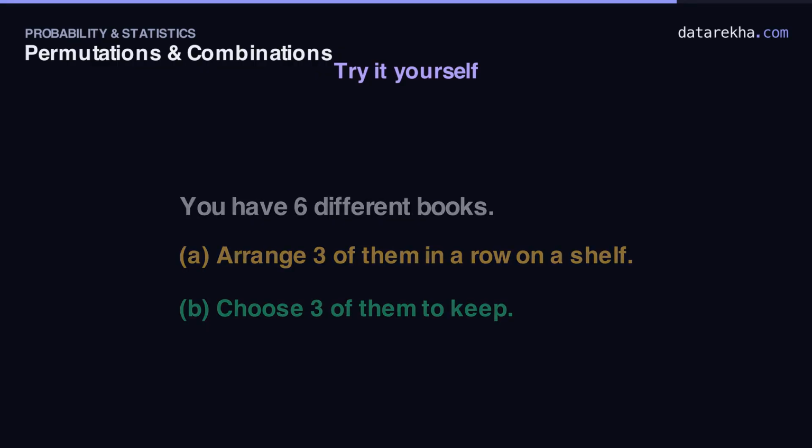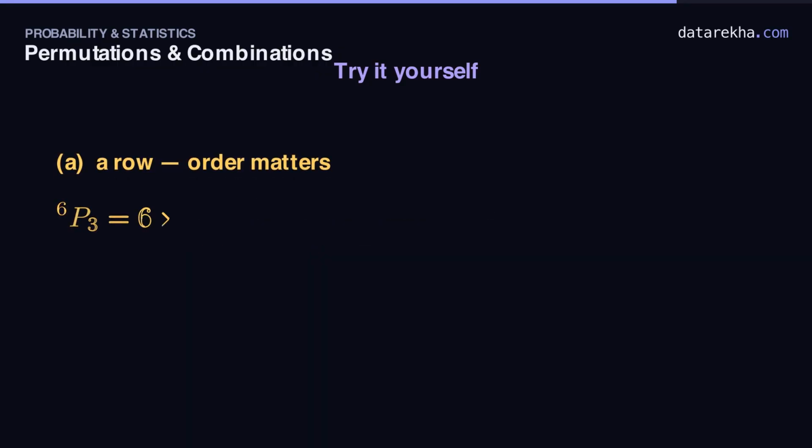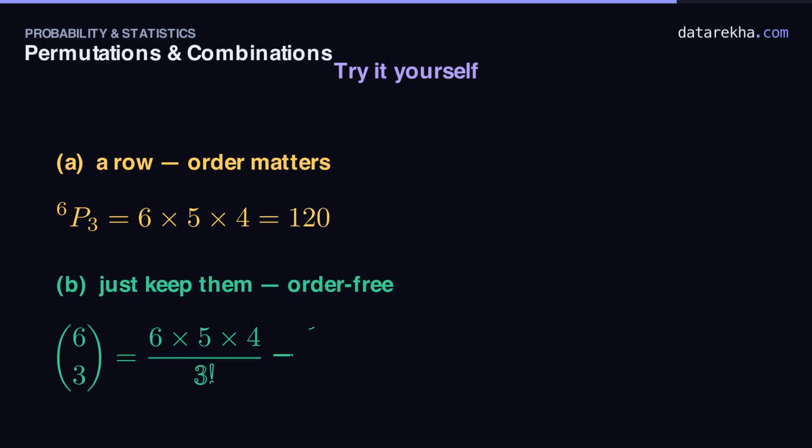I'll wait. Part A puts books in a row, so order absolutely matters. That's a permutation. 6P3 is 6 times 5 times 4, 120 ways. Part B only cares which 3 you keep, not any arrangement, so it's a combination. 6 choose 3 divides that same 120 by 3 factorial, giving 20. Same objects, but order collapses 6 arrangements into each single group. If you split those two cleanly, you've truly got it.